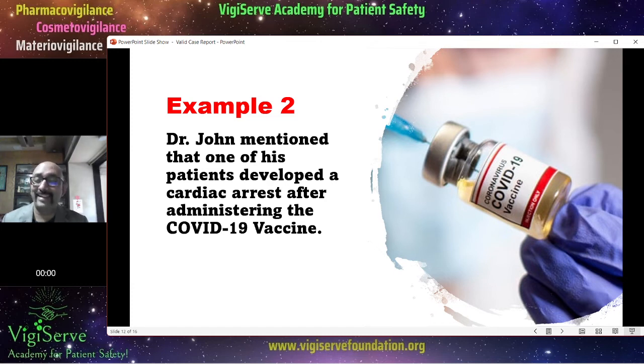So you might get confused because it is one of his patients. No, it is Dr. John's patients. So here you don't have information about the patient, right? So the identification criteria is not available. So this becomes an invalid case report.